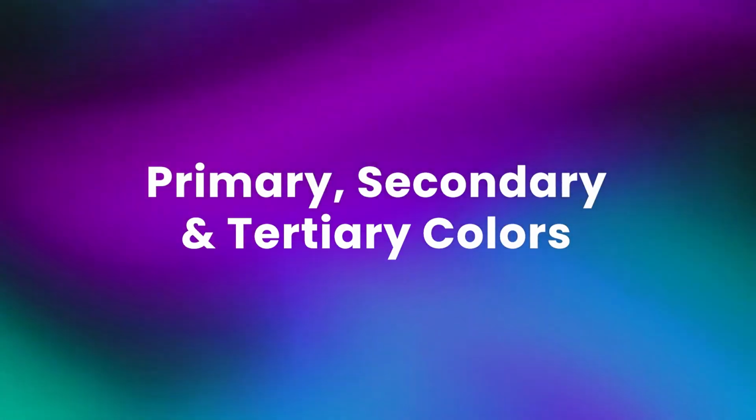Primary, secondary, and tertiary colors. Primary colors are the root of all other colors. In the subtractive model, they are cyan, magenta, and yellow. In the additive model, they are red, green, and blue. Secondary colors are created by mixing two primary colors, and tertiary colors result from mixing primary and secondary colors.